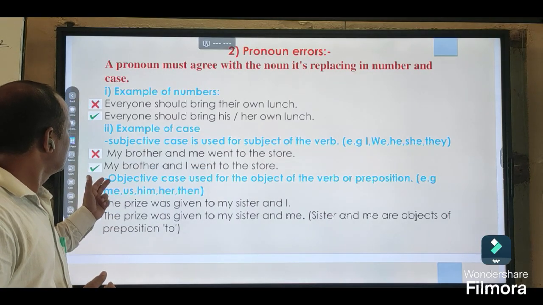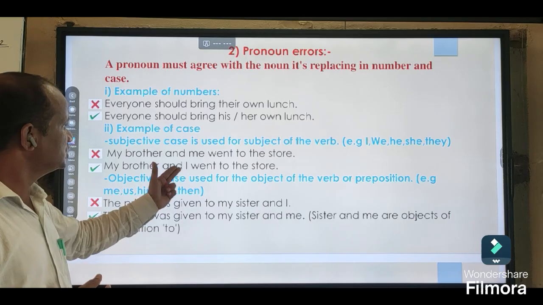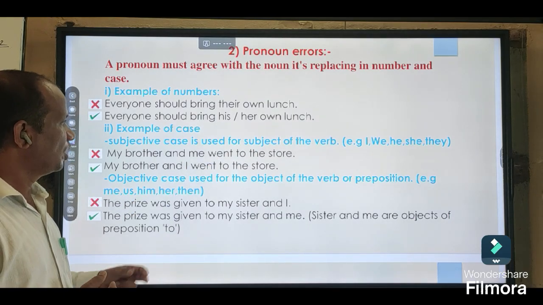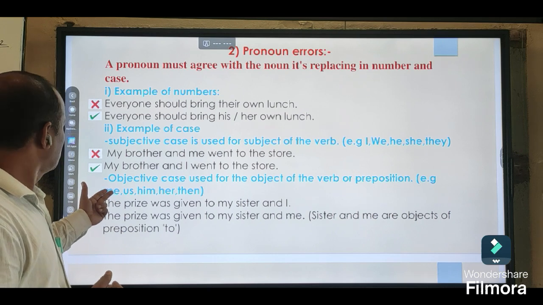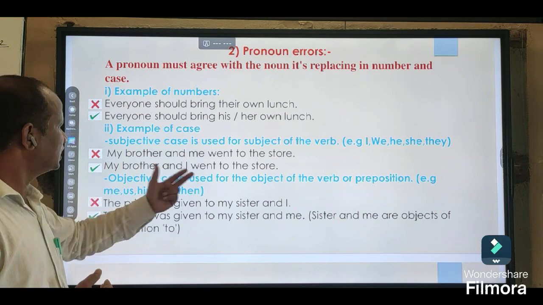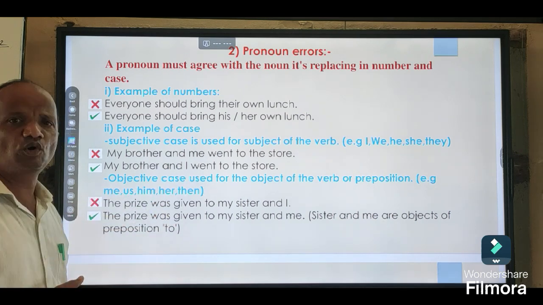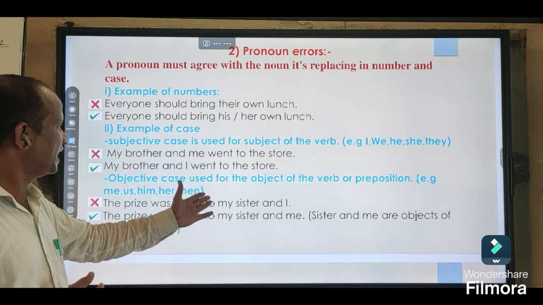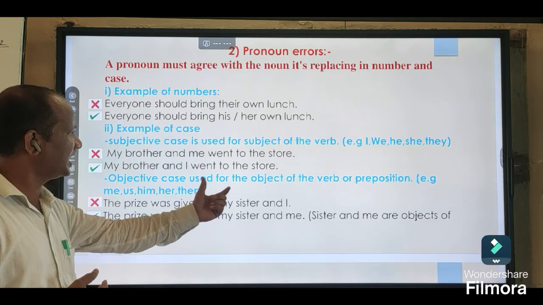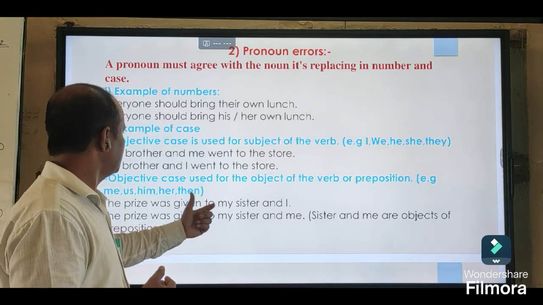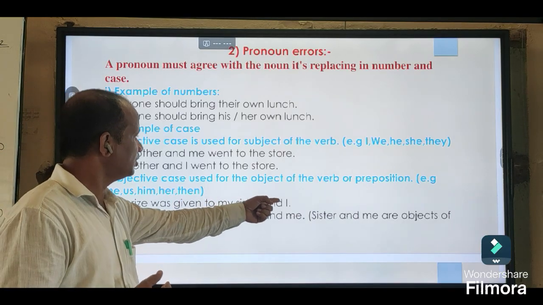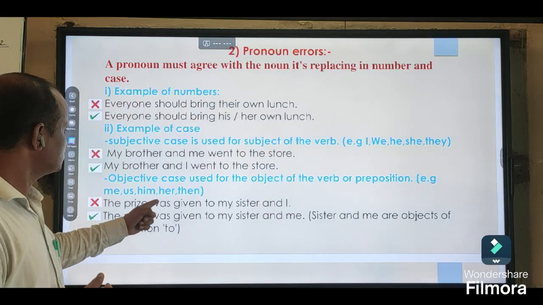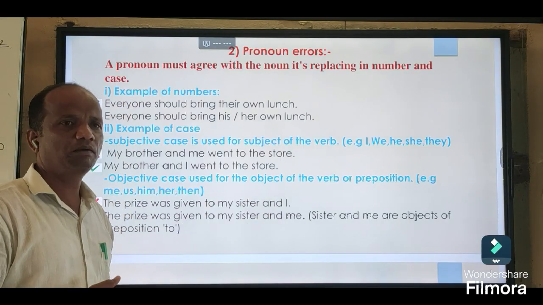The second example is that the objective case is used for the object of the verb or preposition. Objective case means we have to use me, us, him, her or them whenever we have to use those pronouns in the sentences. The prize was given to my sister and I. Here my sister and I are the object of the verb, so it should be in the objective case. So we have to turn that "I" into "me". The prize was given to my sister and me.